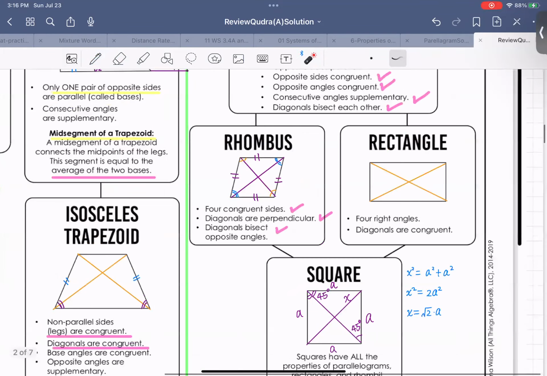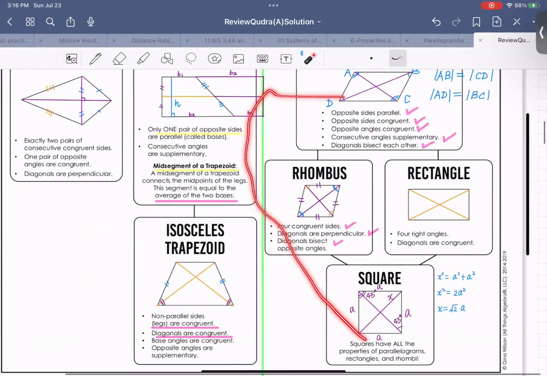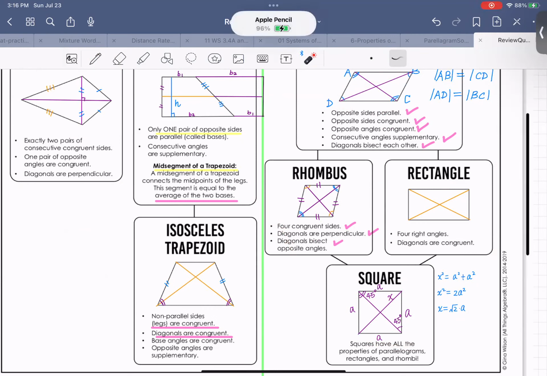Go ahead. Yeah, finish this whole column here. Send me a picture, please. Everybody do your own work. Send me your work.